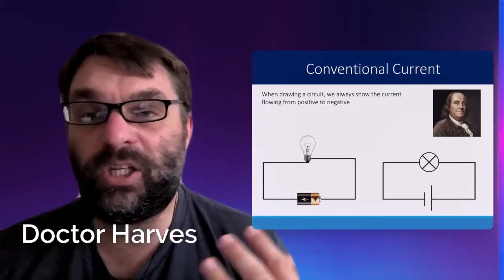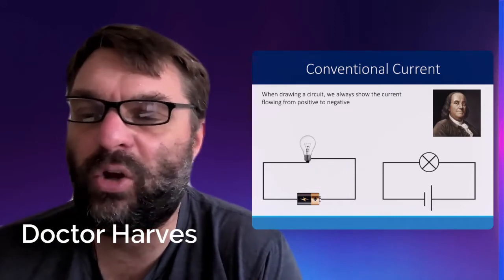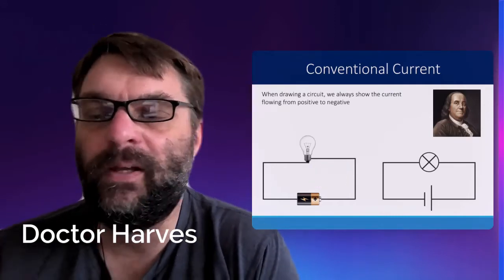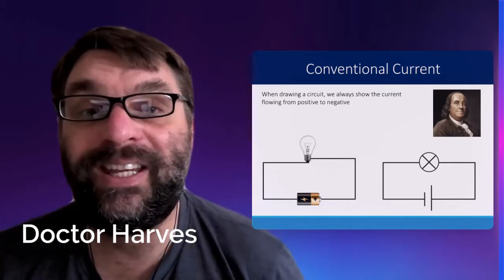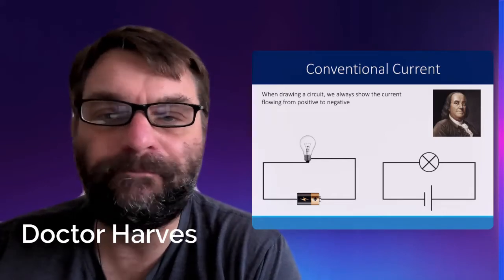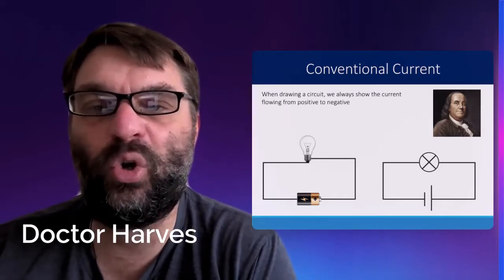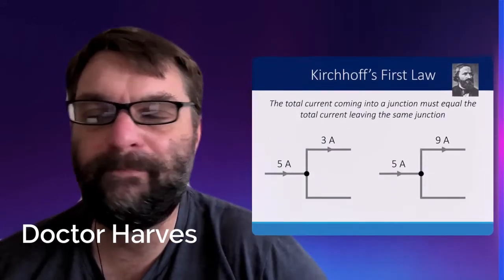Which is the opposite of what the reality is of electrical current or electron flow, which goes from negative to positive. So it's a little trick that sometimes trips people up. We'll be using conventional current or positive to negative, not electronic or electron flow, which goes the opposite direction. Just be careful with that.